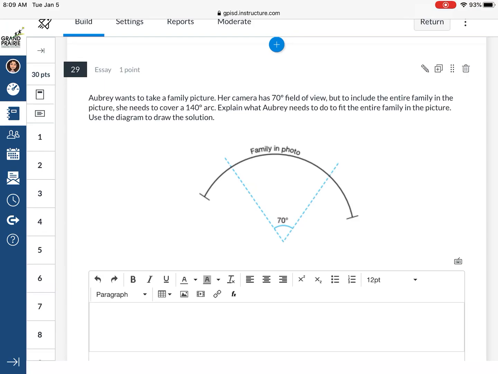Alright, if you paused the video, hopefully you said that to cover the entire family, she will use the inscribed angle theorem, which we just learned. And so Aubrey must be located on the circle formed by the family members, as shown below.